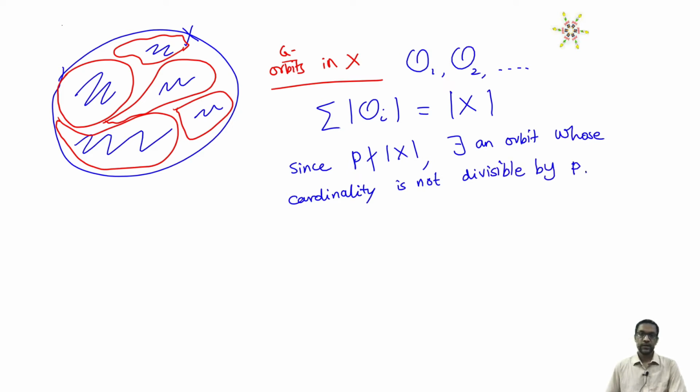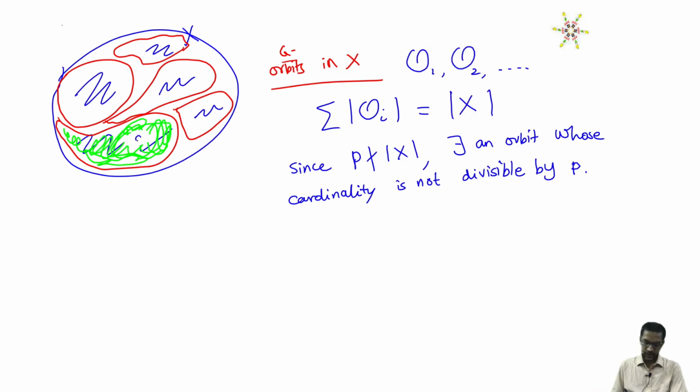Right? Otherwise, if every single orbit had cardinality divisible by P, the total sum would also be divisible by P. Okay, so let's pick that orbit. So let's take an element in that orbit. Maybe, in my picture, let's just say this green fellow has cardinality which is not divisible by P. So I'll take this orbit and pick a particular element in it.